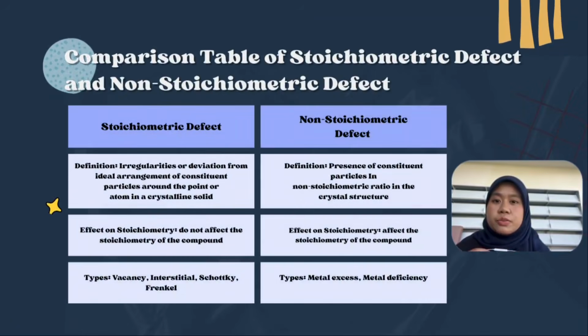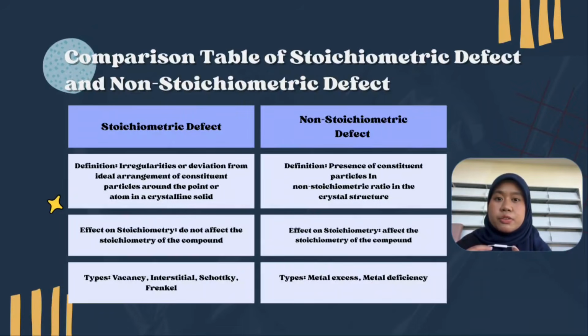Here's the comparison between stoichiometric and non-stoichiometric defects. Stoichiometric defect does not affect the chemical formula. Non-stoichiometric defect changes the composition. Stoichiometric defects include vacancy, interstitial, Schottky, and Frenkel defects. Meanwhile, non-stoichiometric defects include metal excess and metal deficiency. This comparison helps us classify these defects easily.